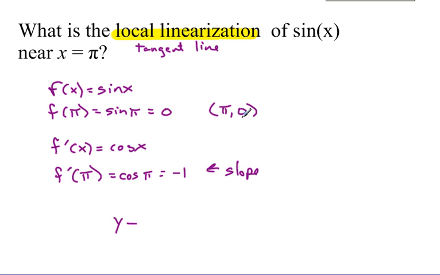So what's my local linearization? y minus my y-coordinate, which is 0, equals my slope, -1, times x minus my x-coordinate, which is pi. And I can simplify this one: y = -x + pi.